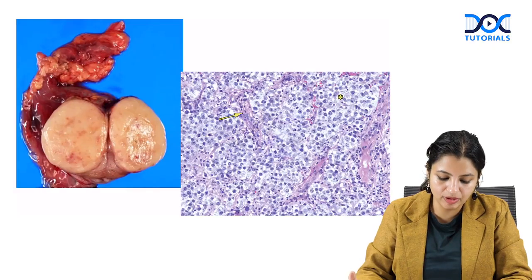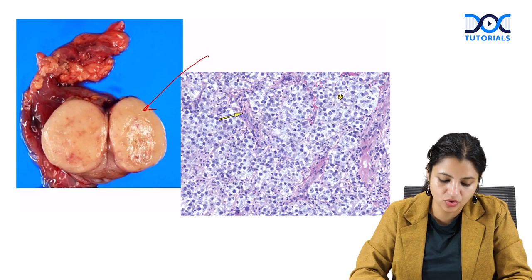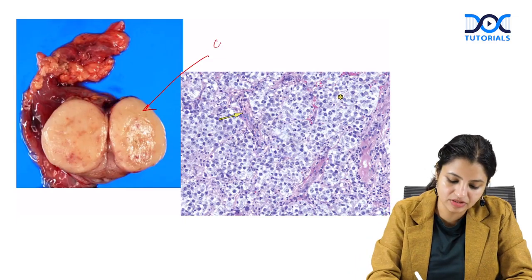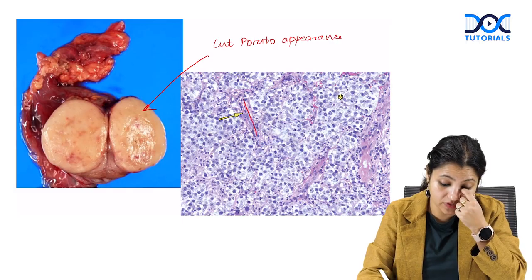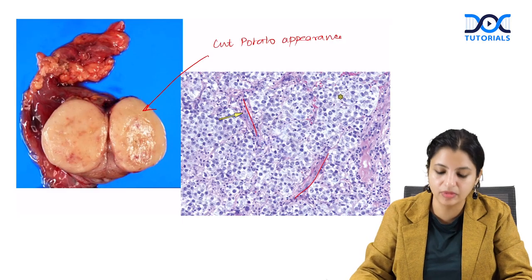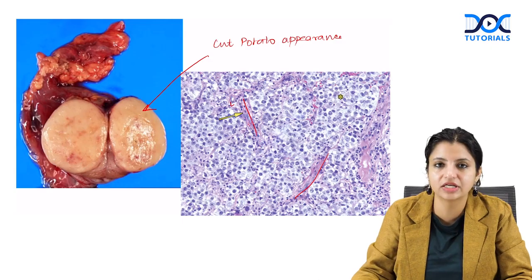Also, you should remember seminoma has a very characteristic appearance. This is what is called the cut potato appearance, because it's a very homogeneous tumor and it bulges. So this is cut potato appearance. And if you look at the microscopy, there are septa which separate these tumor cells. You have to remember, the septa are infiltrated by lymphocytes. So there are a lot of lymphocytes which infiltrate the septa.